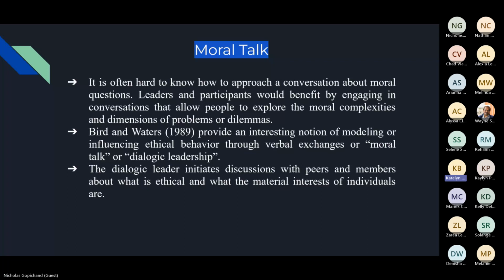It is often hard to know how to approach a conversation about moral questions. Leaders and participants would benefit by engaging in conversations that allow people to explore the moral complexities and dimensions of problems or dilemmas. Bird and Waters, 1989, provide an interesting notion of modeling or influencing ethical behavior through verbal exchanges or moral talk, or dialogic leadership. The dialogic leader initiates discussions with peers and members about what is ethical and what the material interests of individuals are.